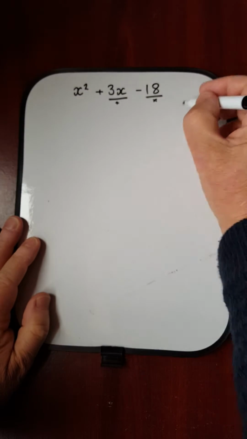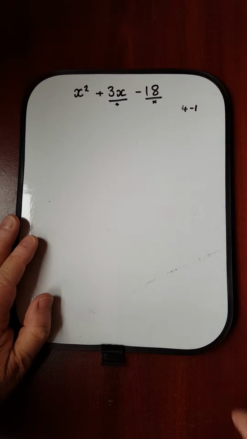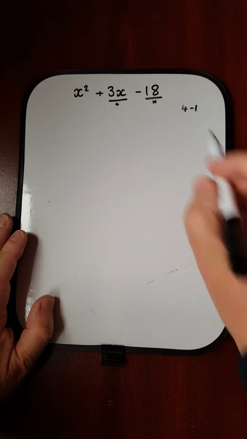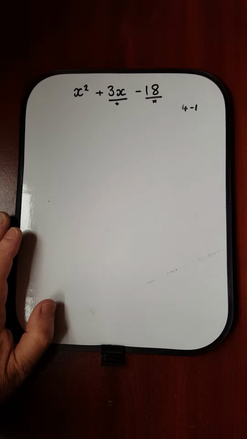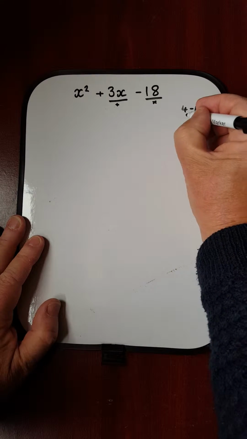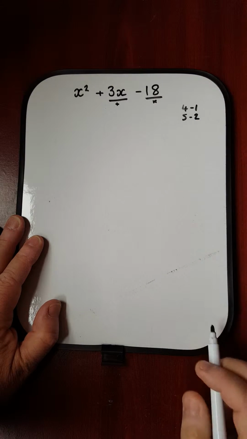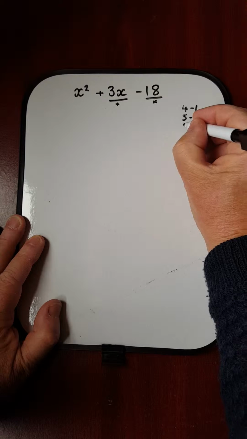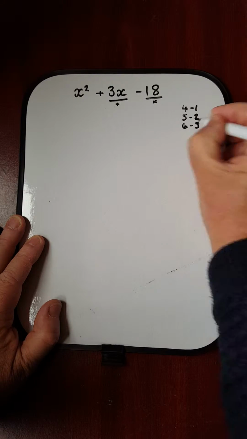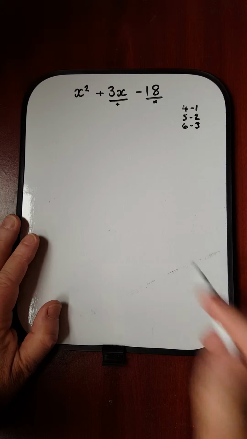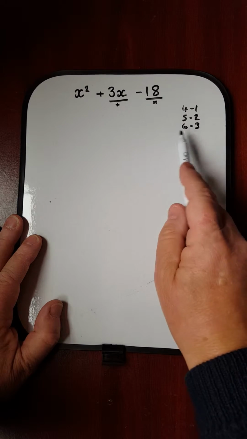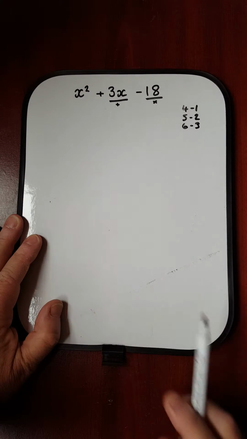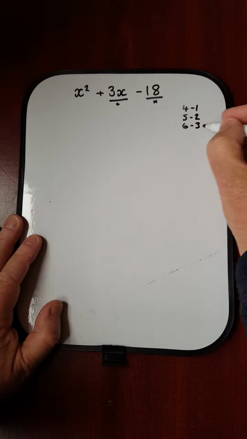So let's start bigger than 3 and let's think about 4 take away 1. That makes 3. 4 times minus 1 makes minus 4, so that's no help to us. You could have 5 take away 2 to make 3, but 5 times minus 2 is minus 10. You could have 6 take away 3. 6 minus 3 makes 3. 6 times minus 3 makes minus 18. That's the one we want.